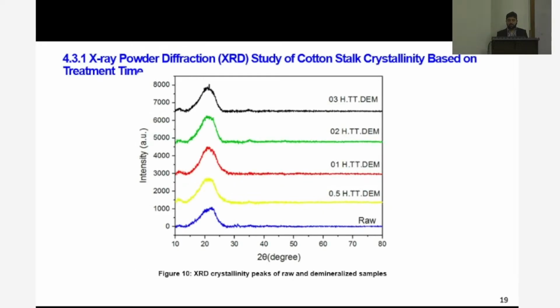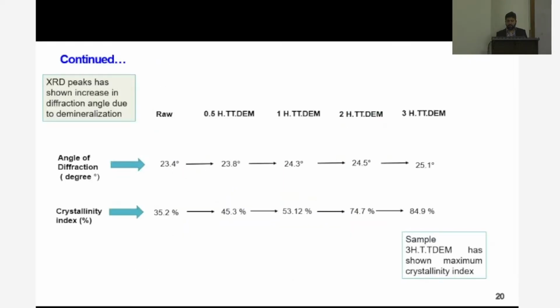So this is our XRD analysis, and in this we observed that our angle of diffraction was found to be increased with demineralization, while our crystalline index percentage was also found to be improved as we are reducing the amorphous content.